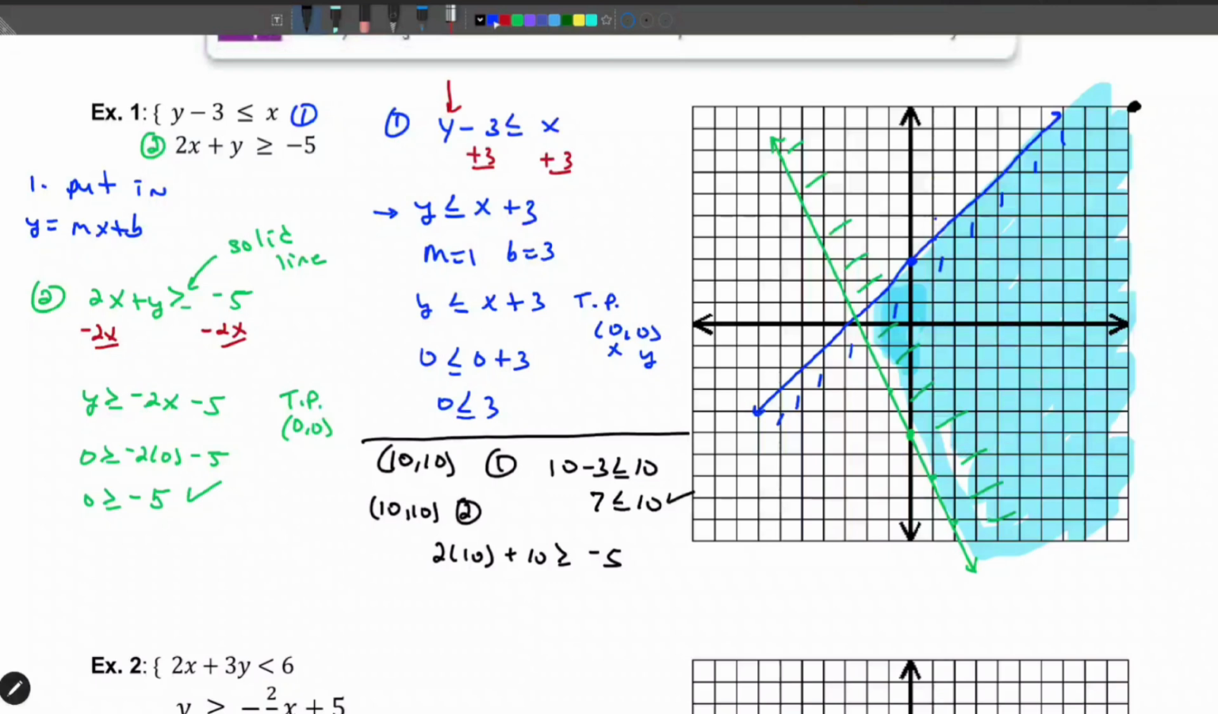Anything in this shaded region satisfies the system of linear inequalities, meaning we can plug in the coordinate point, I could plug in this coordinate point, that coordinate point, any coordinate point I want in the shaded region. I could even plug in that coordinate point where the two lines intersect right there. I made that giant on purpose so you could see it. And it's going to work for both inequalities. It's going to give us a true statement.